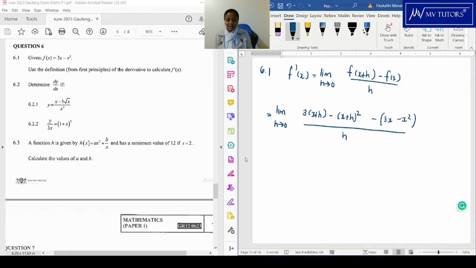Okay, so there we go. The limit as h tends to 0. We have 3x plus 3h minus, let's just firstly multiply what's happening inside. So we have x squared plus 2xh plus h squared. All right, minus 3x plus x squared.